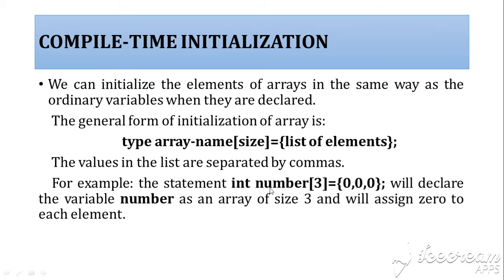Here is an array named number, basically a collection of integers whose maximum size is 3 and all the 3 values are initialized to 0. So this goes to number of 0, the second one to number of 1 and the last one to number of 2.